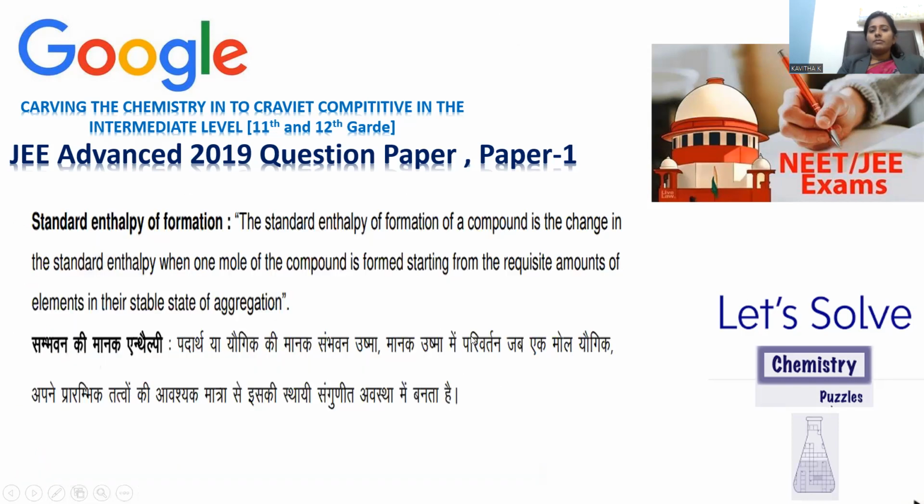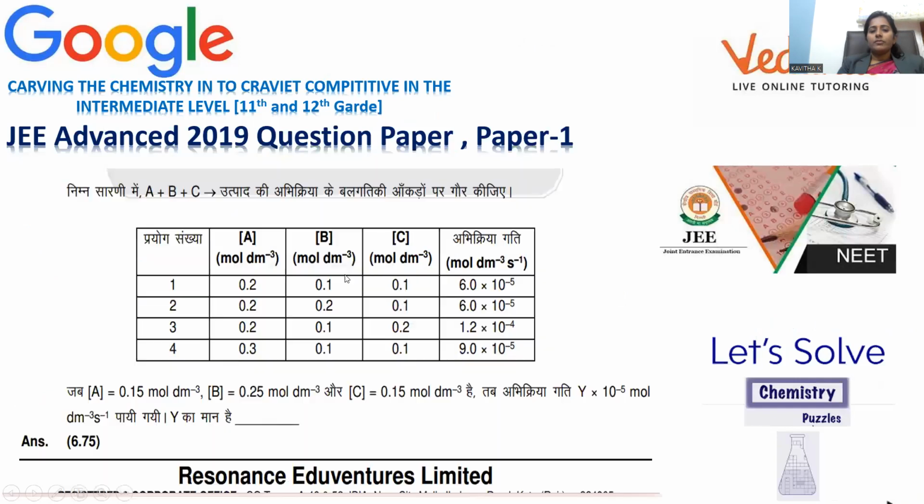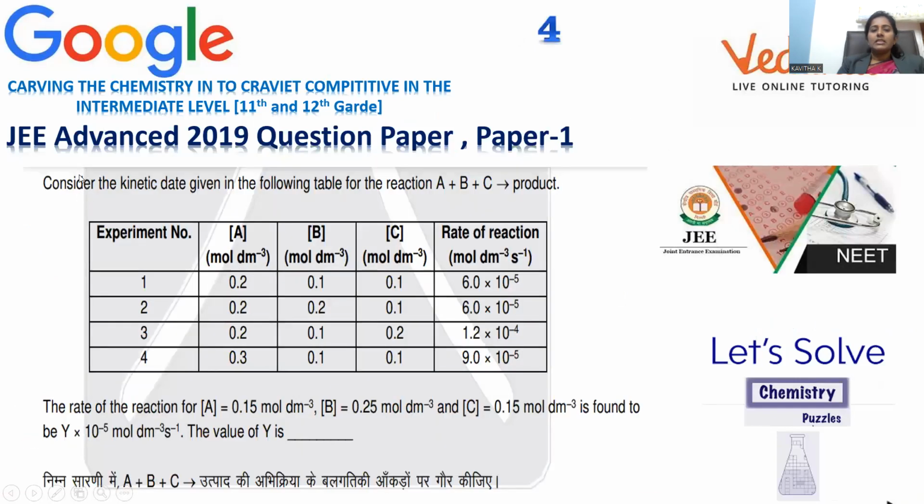Move on to question number 4. Question number 4 is also collected from the JEE Advanced 2019 question paper, paper 1. Consider the kinetic data given in the following table for the reaction A plus B plus C gives the product. This is the data given. This question is from chemical kinetics, the physical chemistry domain.